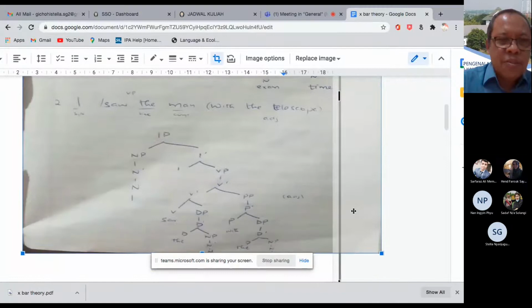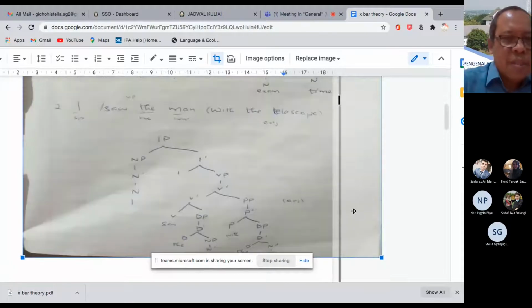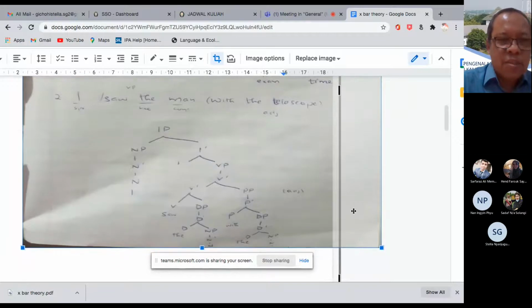Okay. I saw the man with the telescope. Yes, okay, this one. All right. Can you scroll up again? Scroll down, sorry, scroll down. Okay. Well, it's not very clear here. I saw the man with the telescope. Can you explain then, please?